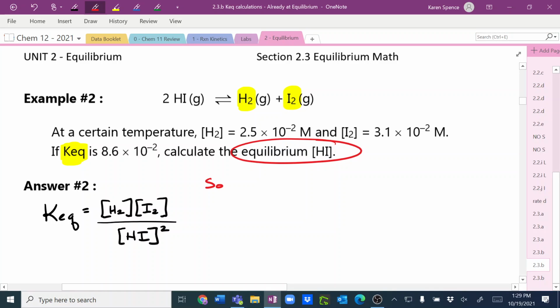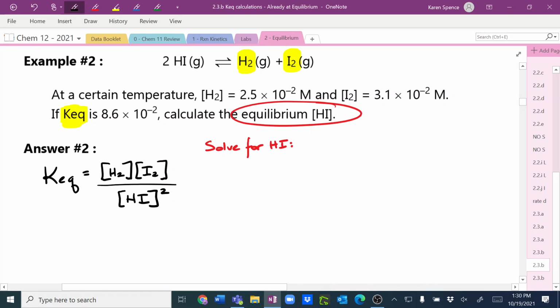So we are going to solve for HI. Okay, so I'm going to do that, and you're going to let me know if the algebra is problematic, and I'll do the algebra for you, okay? And in fact, we're not going to solve for HI, we're going to solve for HI squared, because that means we don't have to keep writing a square root sign until the very end. So we're going to solve for HI squared. HI squared equals H2 times I2 over KEQ.